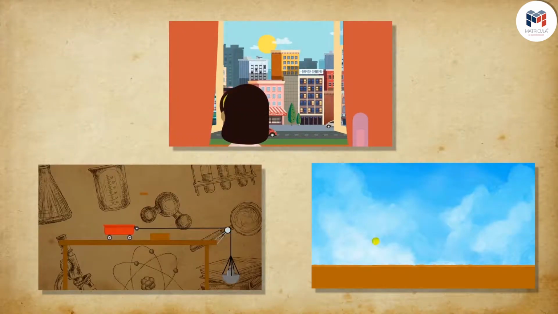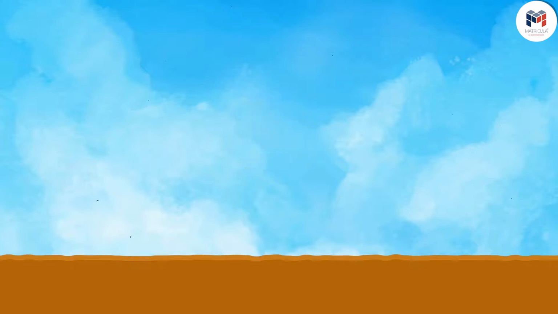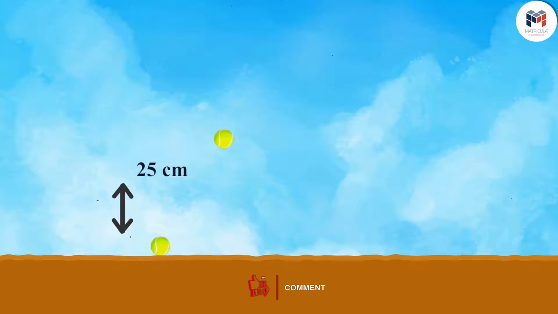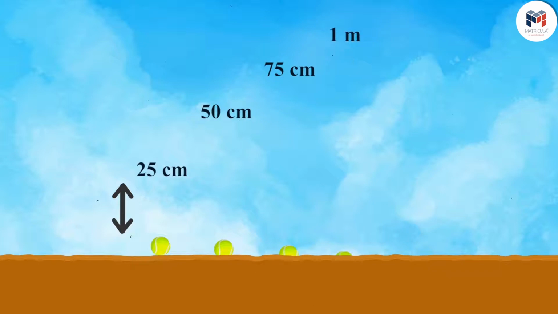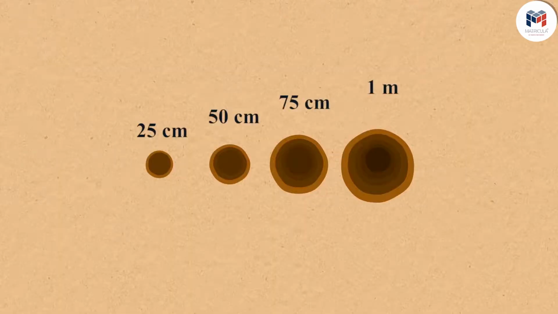Now, let's perform a simple experiment to understand kinetic energy. Take a heavy ball and drop it in a bed of dry or wet sand. First, drop the ball from a height of 25 cm. And then keep on increasing the height from where you drop the ball, like 50 cm, then 75 cm, then 1 meter, and so on. Don't forget to drop the ball at different positions each time, so that you can have a clear view of the depression in the sand.